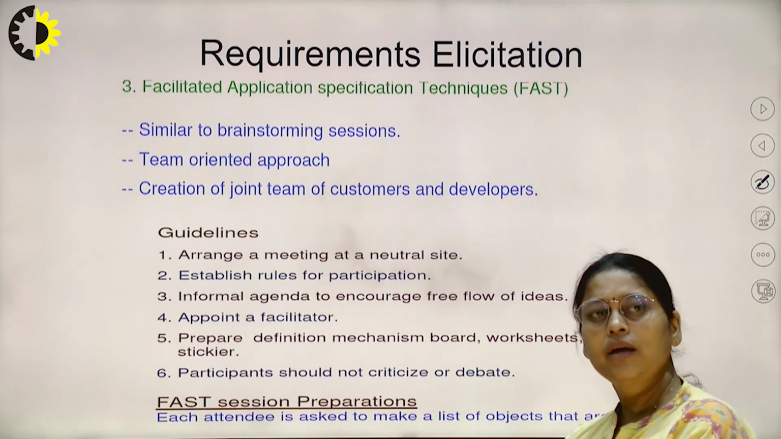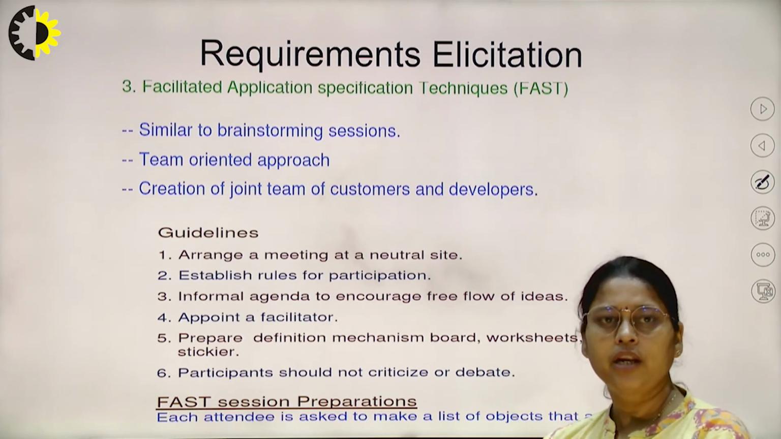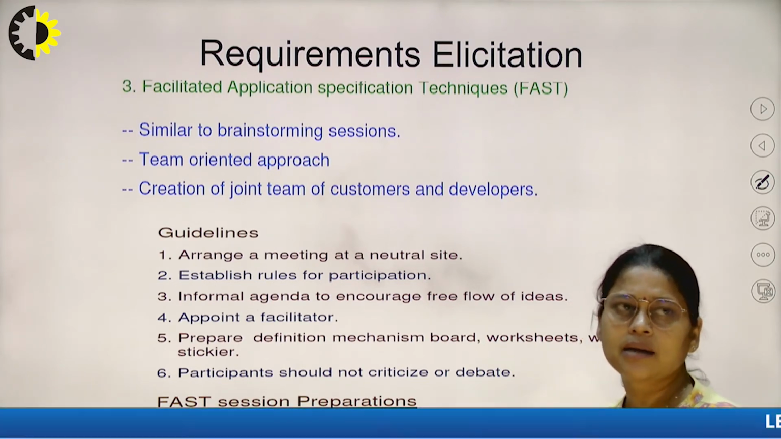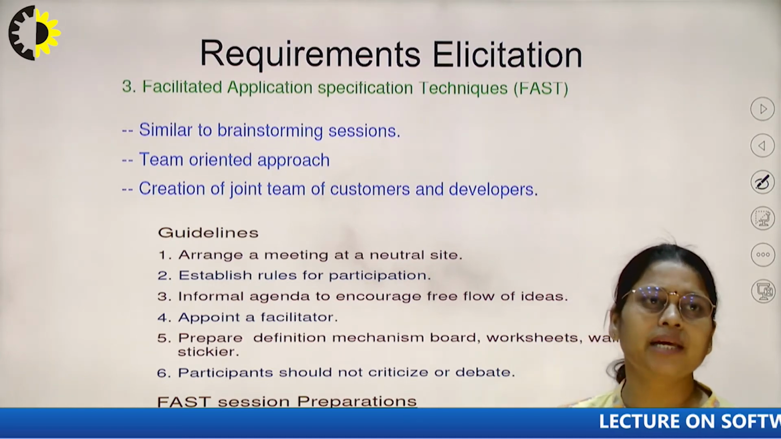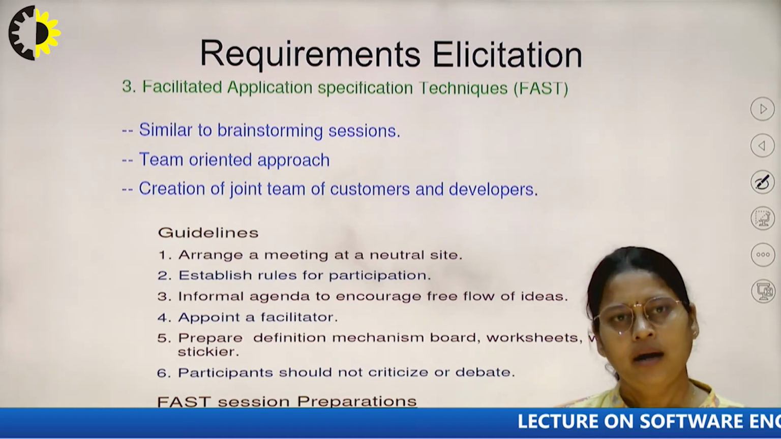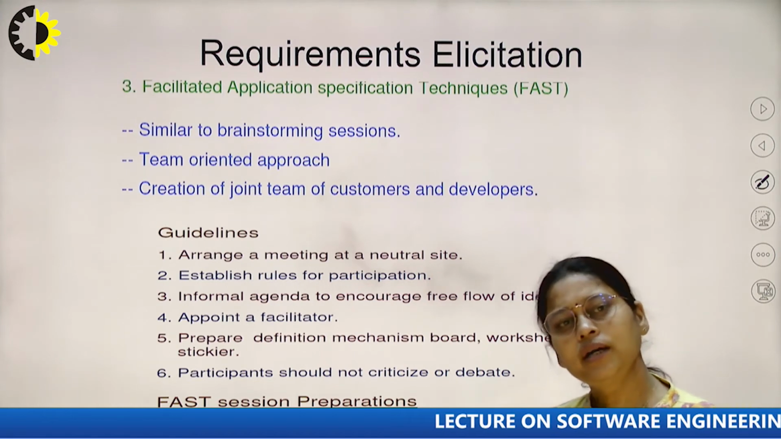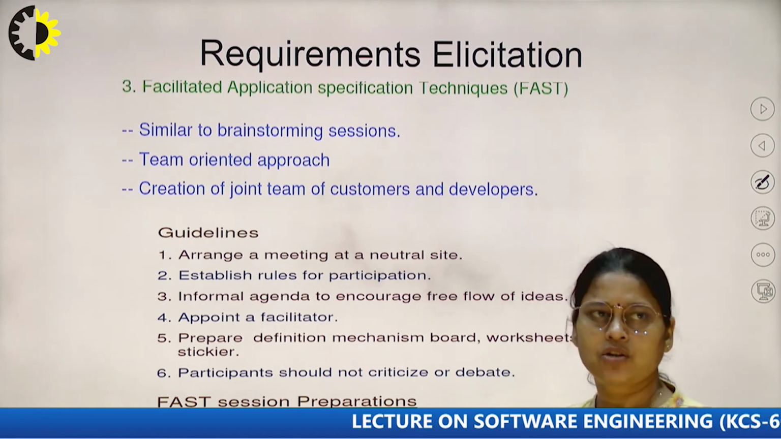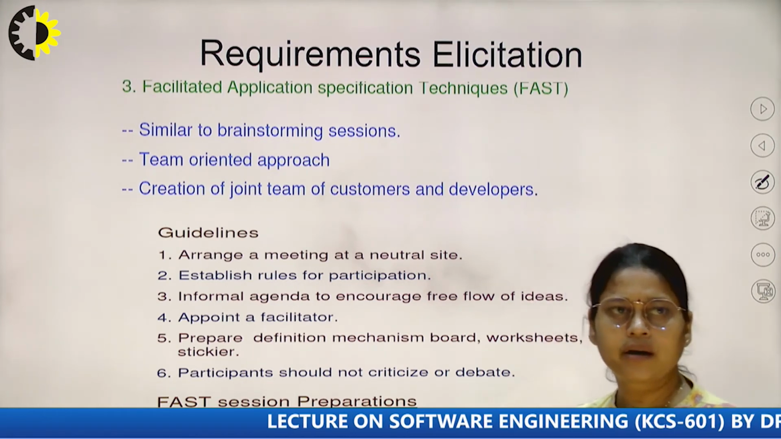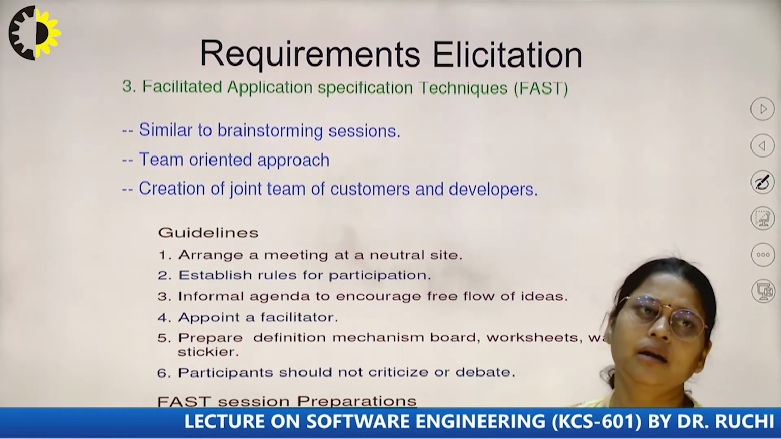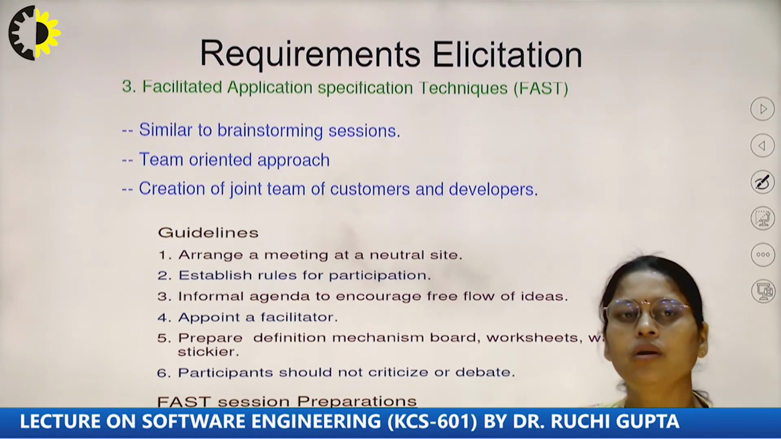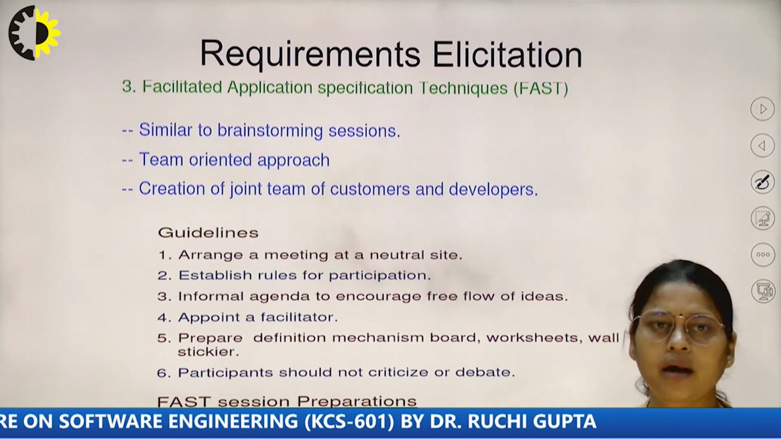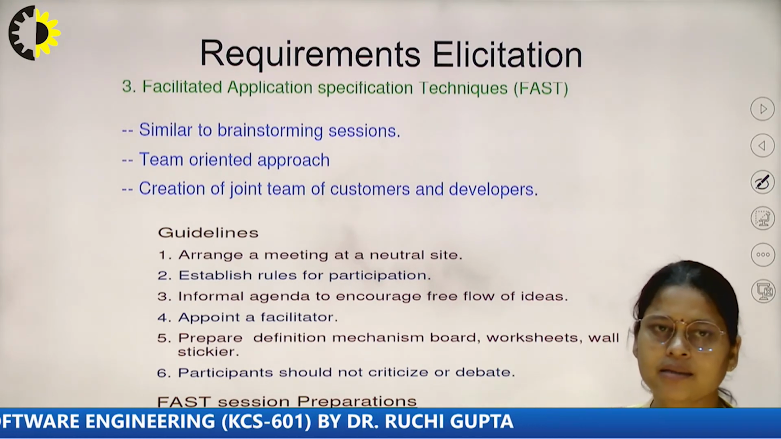Now, we are using another method for the requirement elicitation process, that is the FAST method. FAST is a facilitated application specification technique. So, it is similar to the brainstorming session. It is also a team oriented approach, and it is a joint team of customer and developers, meaning all these stakeholders will sit together and give their ideas.